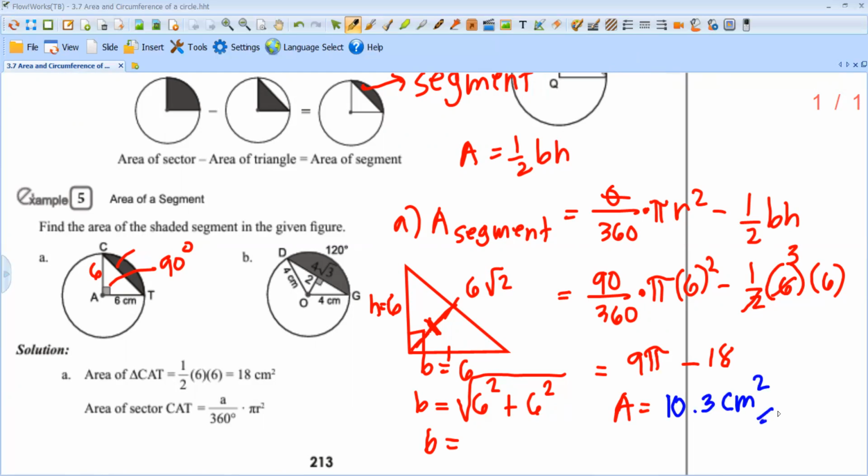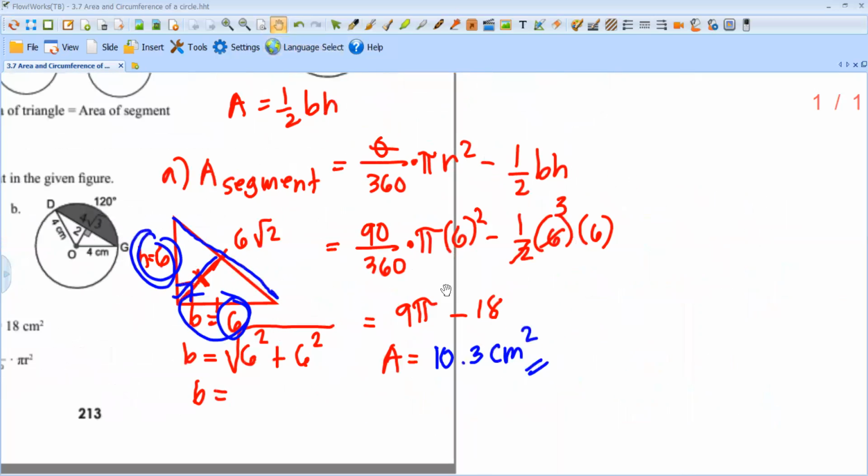square centimeters. Again, this triangle is a right triangle, so it's easy for you to get the base and the height. But later we will be using this base and the height if these are not the same, I mean, if this is not a 90-degree angle.